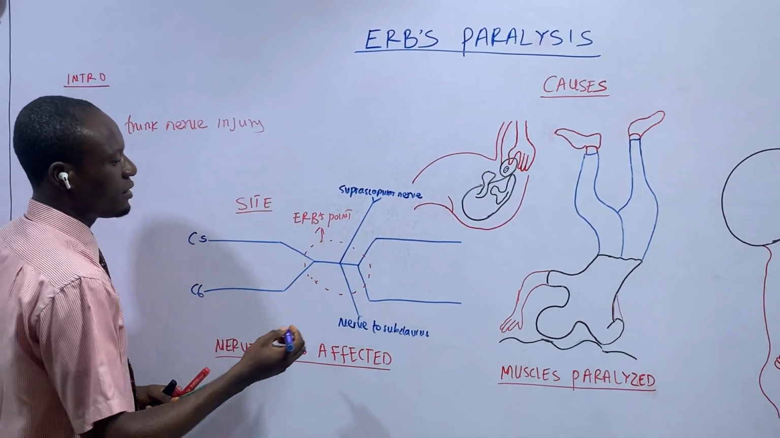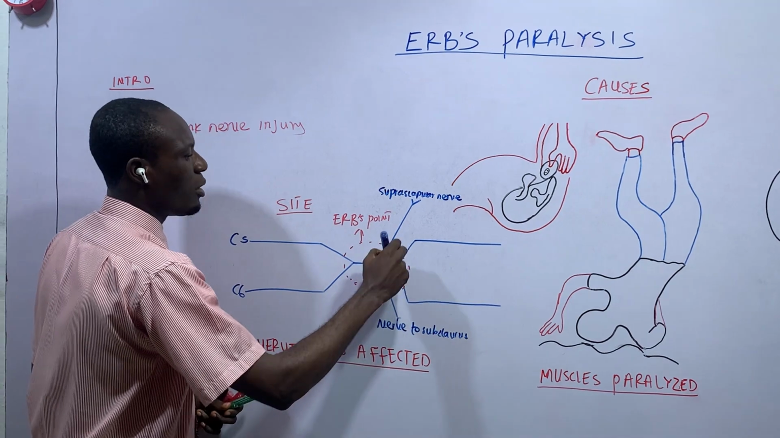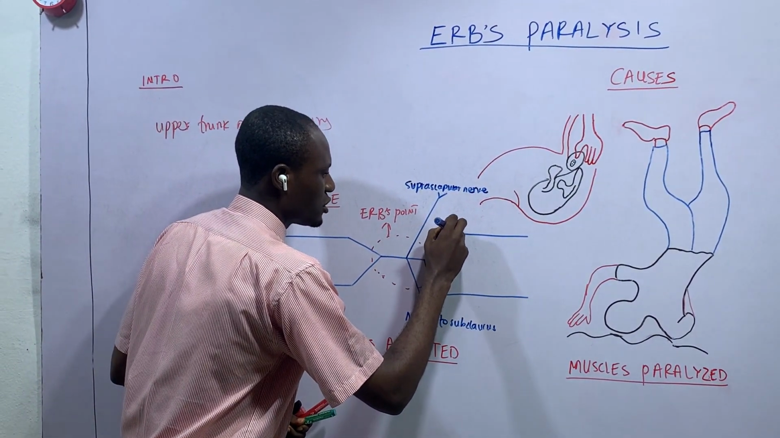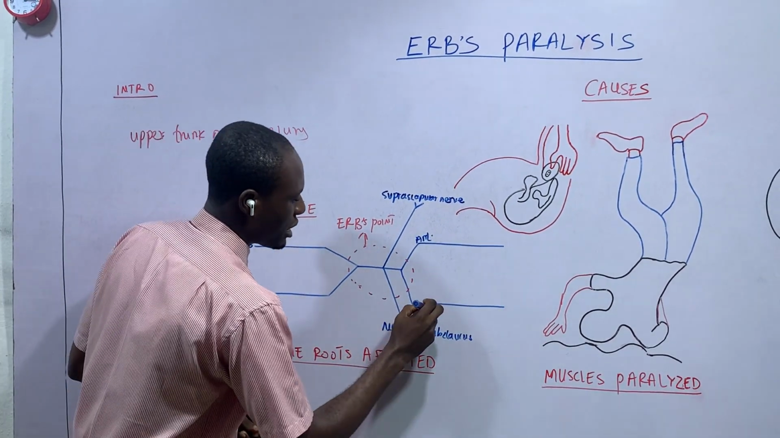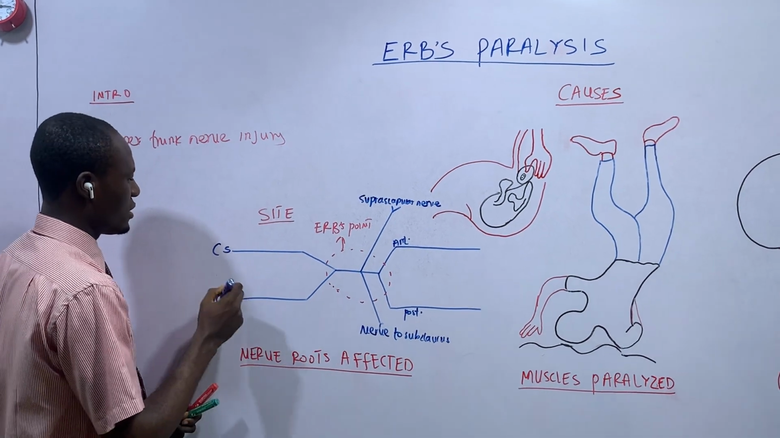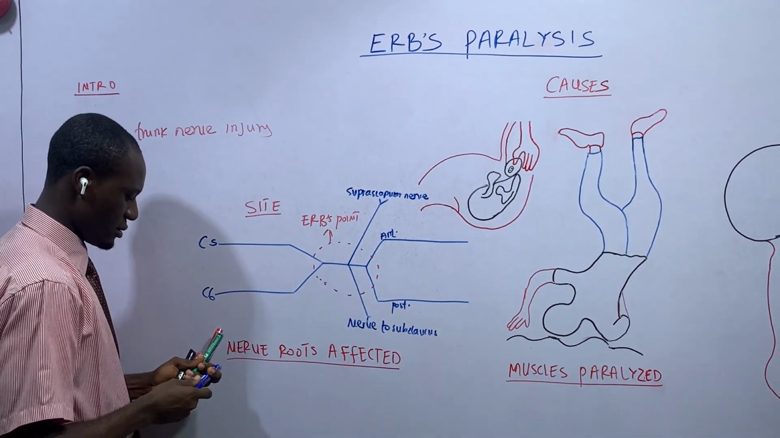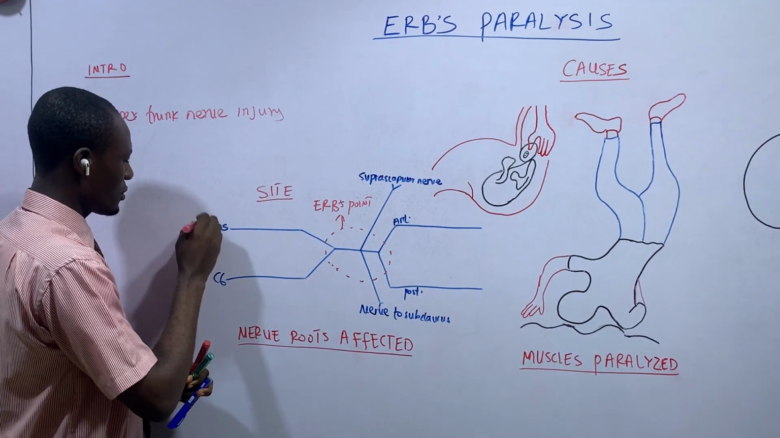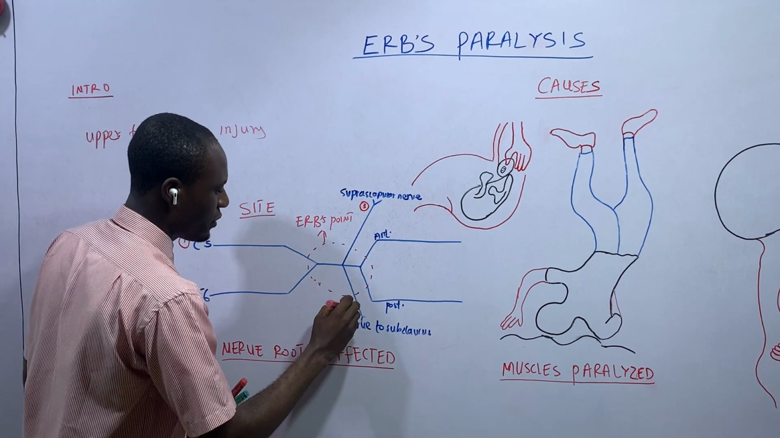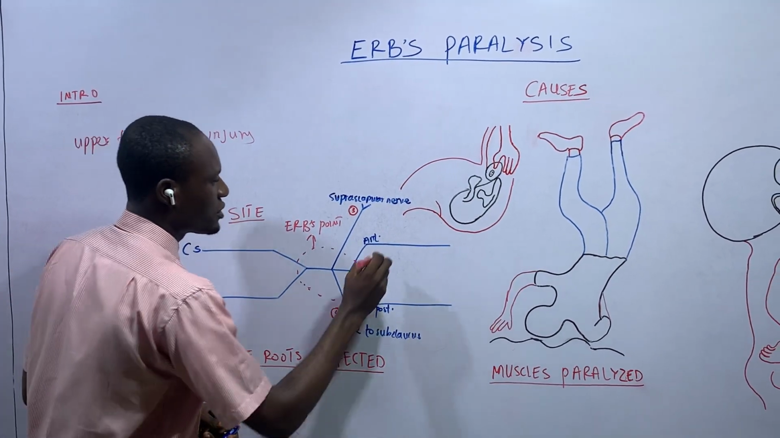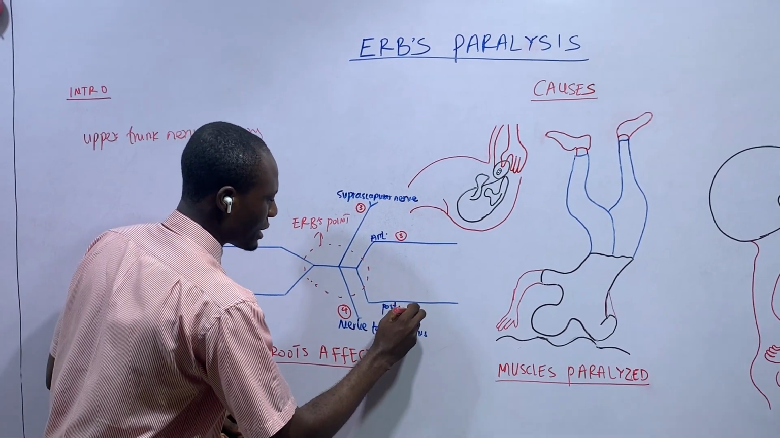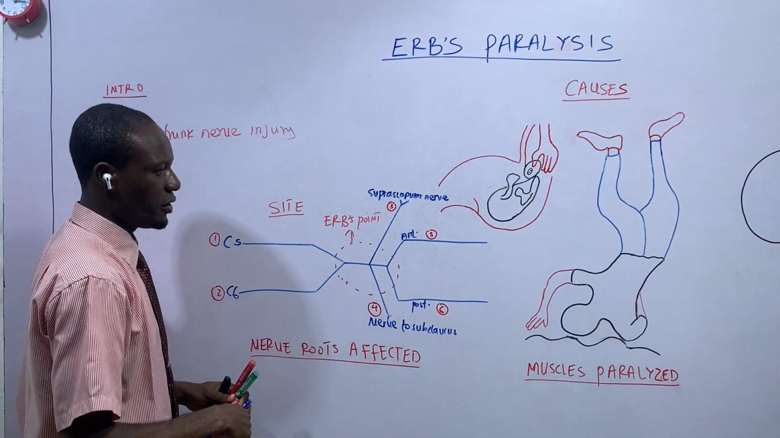And the 5th nerve is the division of the upper trunk into anterior and posterior division. So it's going to be the anterior division of the upper trunk and the posterior division of the upper trunk. So these are the 6 nerves: number 1, C5; number 2, C6; number 3, the suprascapular nerve; number 4, nerve to subclavius; number 5, anterior division of the upper trunk; number 6, posterior division of the upper trunk.